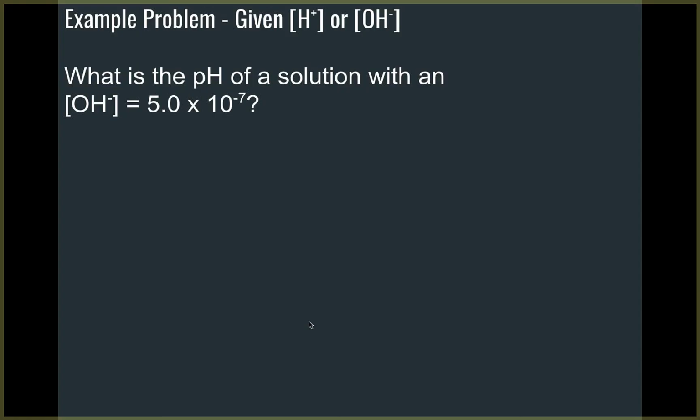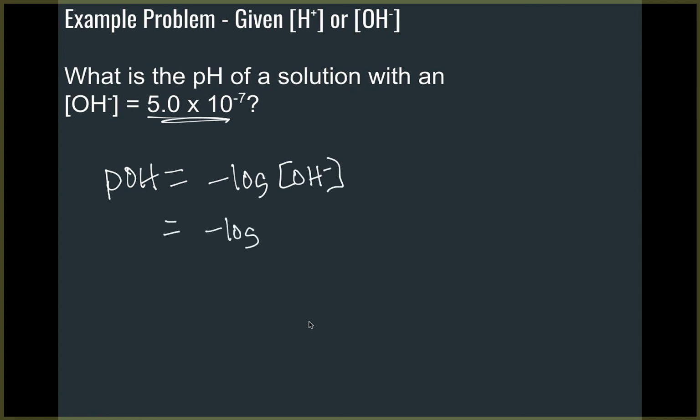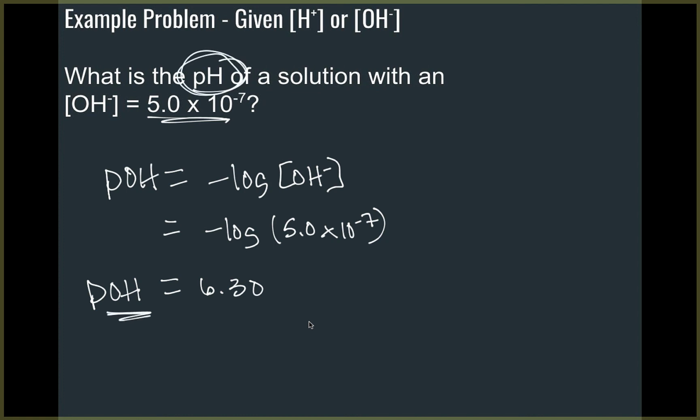Last one. What is the pH of a solution with an OH minus of 5 times 10 to the negative 7? Okay, again, formula sheet tells me POH equals negative log of the OH minus. So negative log of 5 times 10 to the negative 7. So the POH would be 6.30. Okay, now this is one you have to be careful with because it wants pH. All I have here is POH. So this one is going to require an additional step.